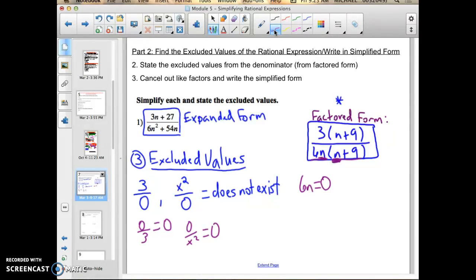So let's solve the first factor. 6n equals 0. I divide by 6, divide by 6. In this case, n equals 0. So keep that in mind, and I'm going to solve the other one, n plus 9, set that equal to 0.